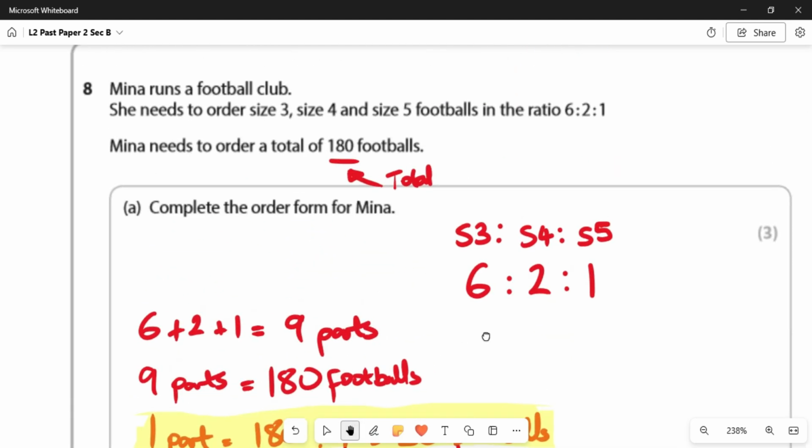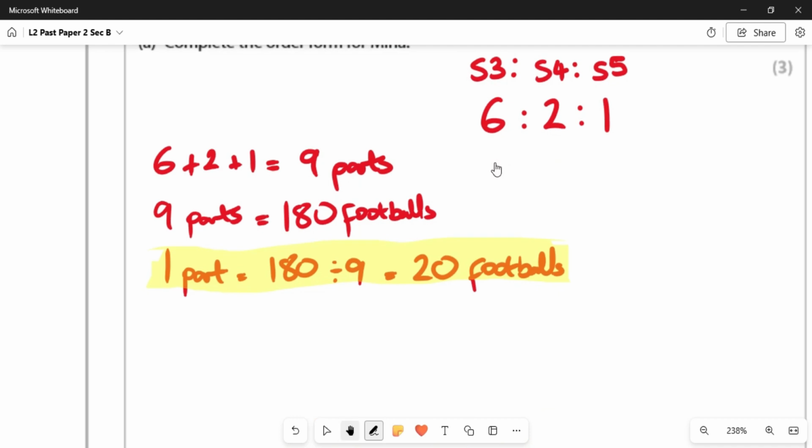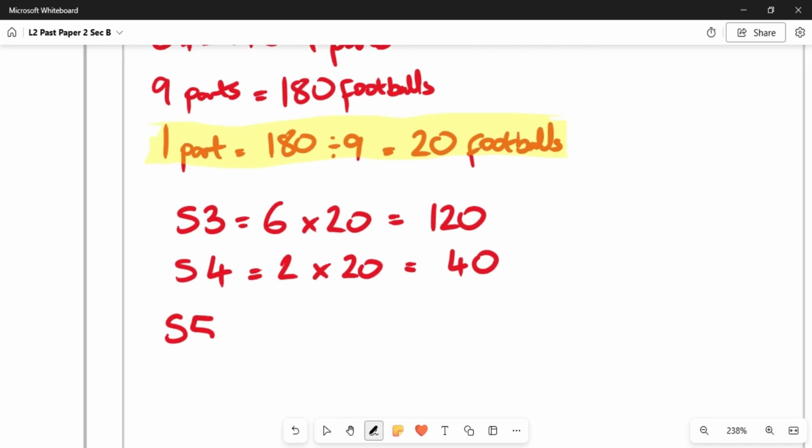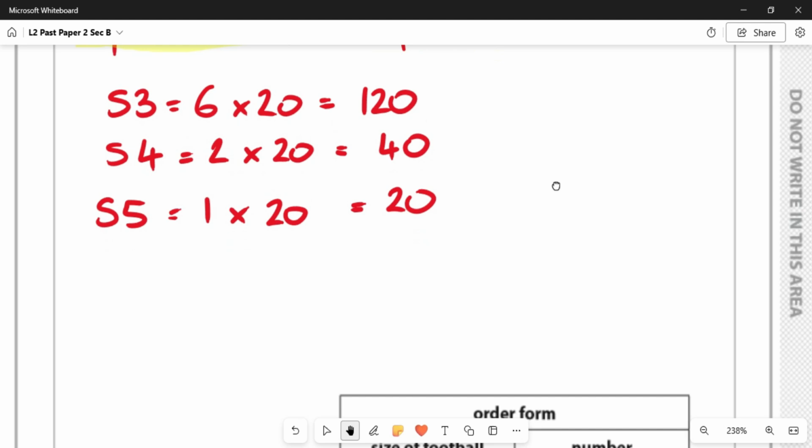So let me just move up. Let's do size 3 here. How many parts did size 3 have? That had 6 parts, so 6 times 20, which is, there's my first answer, 120 footballs for size 3. Size 4 is 2 parts, so 2 times 20, which is 40. And size 5 equals 1 part, which is obviously 1 times 20, which is 20. And if you add these up, you should get 180, and we do.